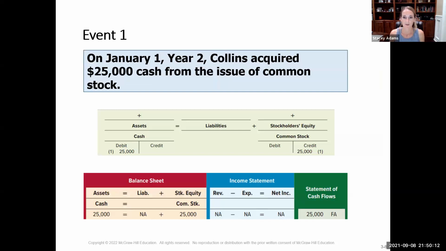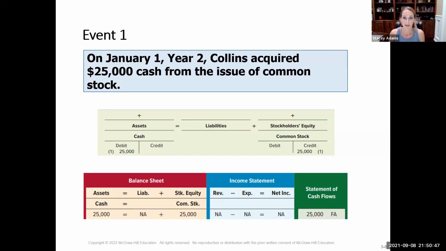So we're going to look at just one transaction together, and then I'm going to have you try a few on your own. So first, event 1, on January 1st, year 2, Collins acquired $25,000 cash from the issue of common stock. So if we follow the three-step process, first, we just want to think about what's going up, what's going down. So we're getting cash, so it sounds like assets are going up. And it was from issuing common stock, which sounds like equities going up.